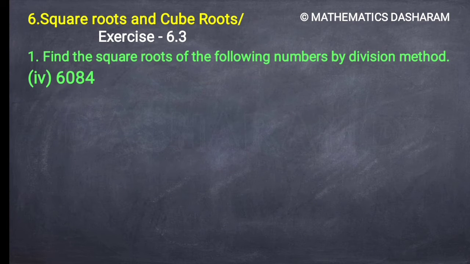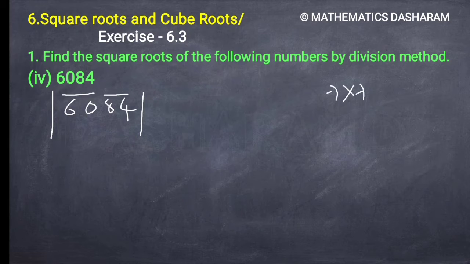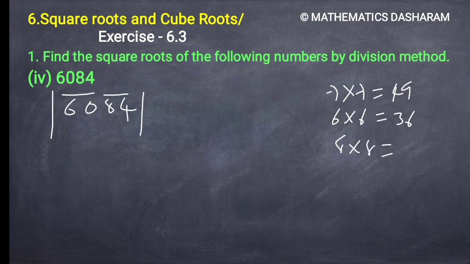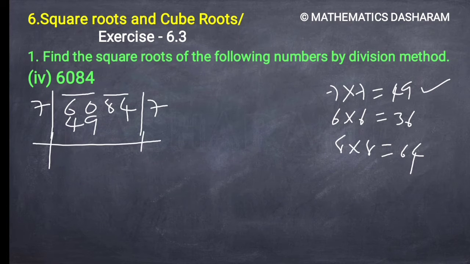Next, fourth question, 6084. 84 is one pair, 60 is the second pair. So 7 sevens are 49, 6 6s are 36, 8 8s are 64. So the nearest one is 49. 7 into 7 is 49. Then the remainder is 11. Next pair is 84. So 1184.